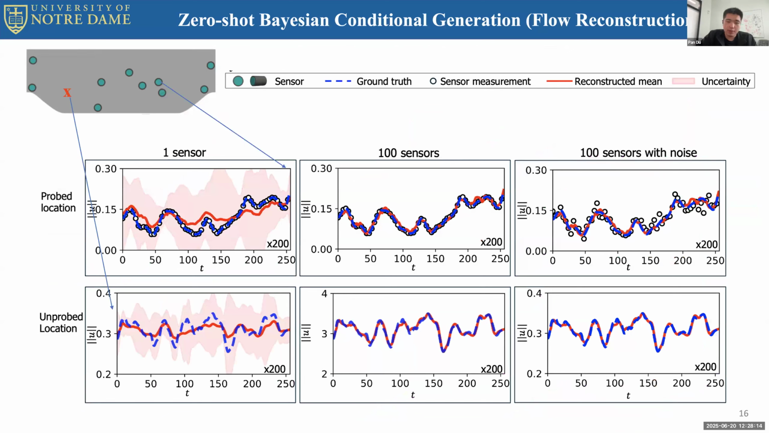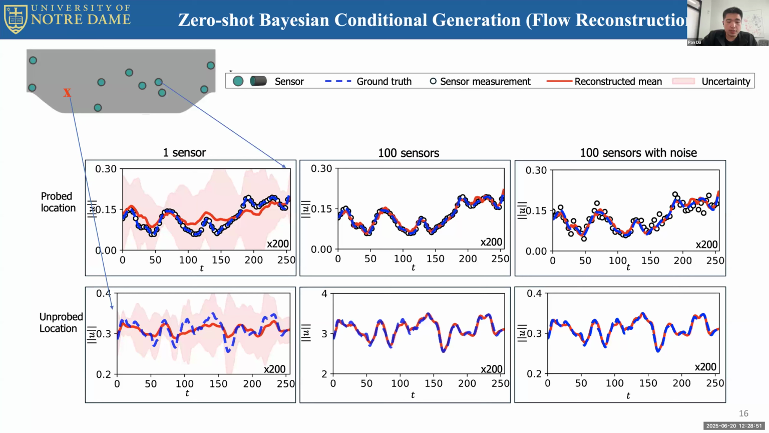And we also play with the conditional information settings. For example, in this plot, you can see that we increased the number of sensors. We also infused some noise into the sensor measurements to test the robustness of the conditional generation of our CoNFiLD model. The first row of the figures shows the probe locations. This is where the measurements are taken in the flow field. And the unprobed locations are just random points that are not located at the sensors.